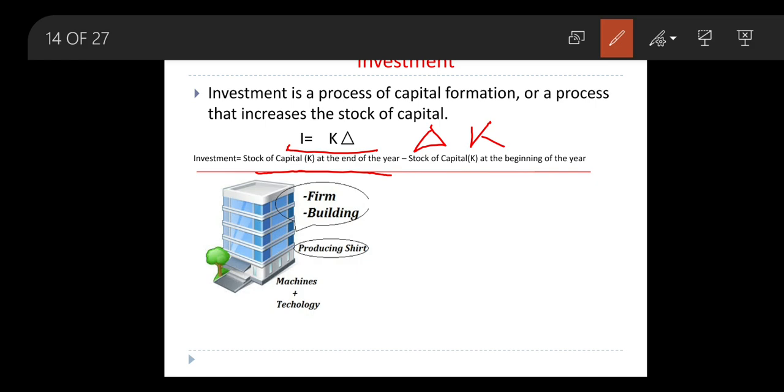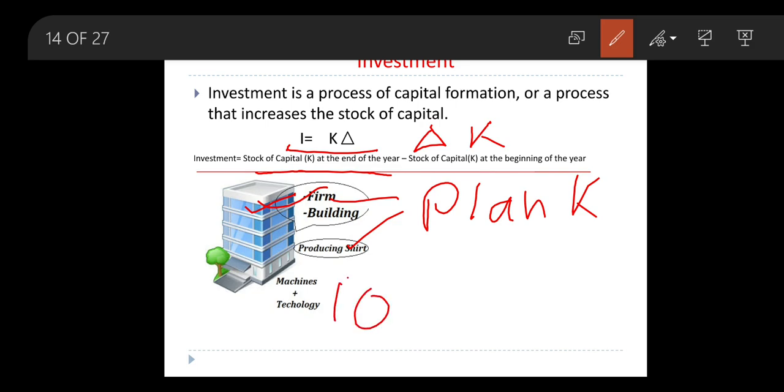Okay, now let's assume that you have a farm and this is your farm building. Okay, you have a farm and this is your farm building, this is your plant, and you are producing salt. Assume that initially you are having 10 machines. Now you want to increase the production of salt. So to increase your production, what must be done? You have to increase the number of machines. So you have purchased 30 new machines.